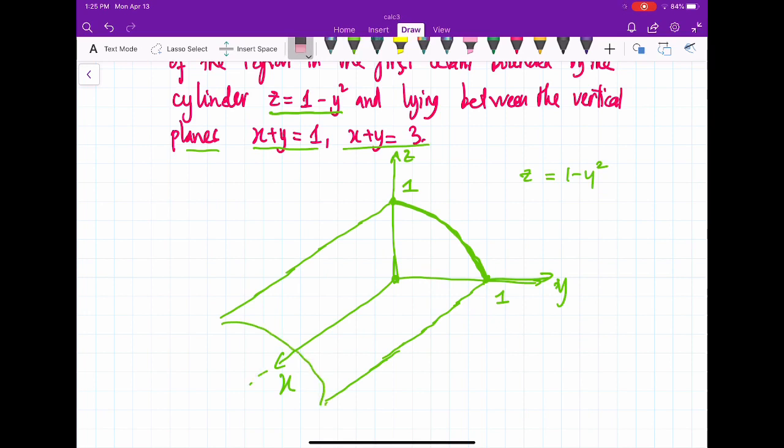Okay, and then we need to draw two planes, x plus y equal to 1 and x plus y equal to 3. Actually, they are parallel, right? So I have to draw two straight lines, x plus y equal to 1. And since this is free with respect to the z, that is perpendicular to the xy plane. Okay, so it's pretty easy. X plus y equal to 1, I have like this. When y equal to 0, x is 1, and when x is 0, y is 1. So we have this straight line.